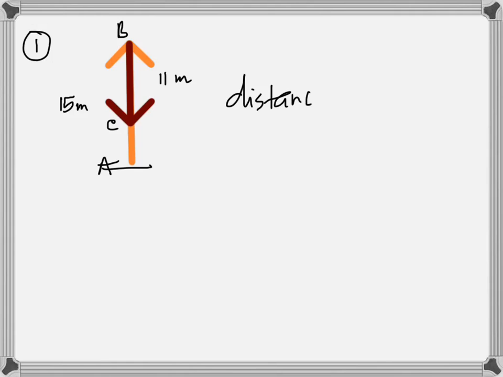There we go. Question 1 talks about an object moving 15 meters to the north and then 11 meters to the south. So to find the distance traveled, you've got to add up both. It's going to be 26 meters. While to find the magnitude of the displacement as shown in the diagram, you see that displacement is from A to C.